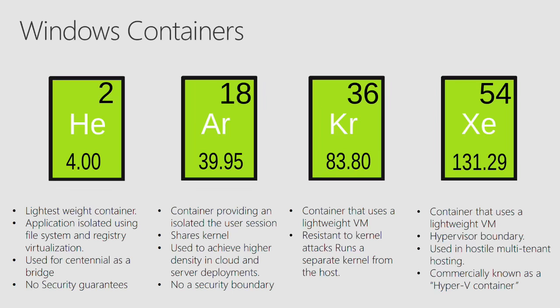So the most lightweight container we have, which is awesome from a resource perspective, is what we call a Helium container. This is what we use for things like Centennial apps. This offers actually no security value. It's simply file and registry filtering that makes virtualization work here, and is mostly used for abstracting storage and other system resources. So although it's lightweight and attractive from that perspective, obviously it's not going to solve our kernel containment problem.